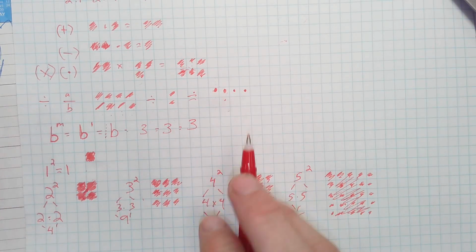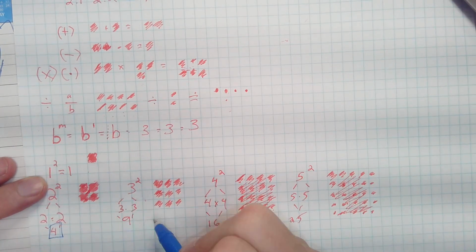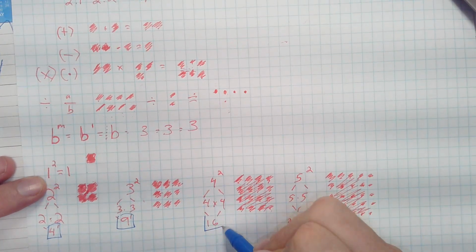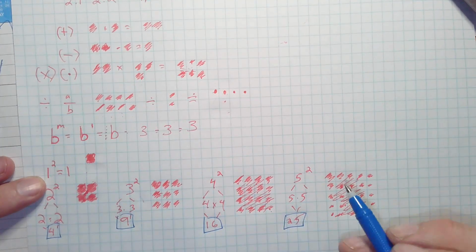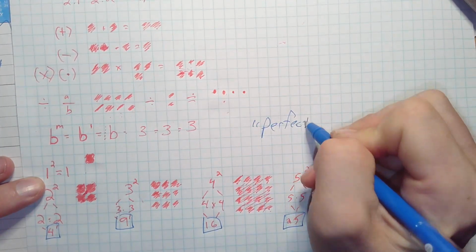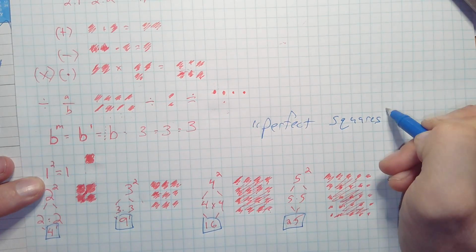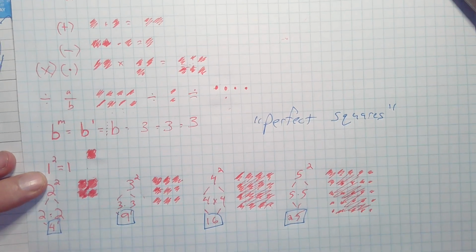And these numbers here, 4, 9, 16, 25, are all called perfect squares. We'll talk about square roots another day, but these are all called perfect squares.